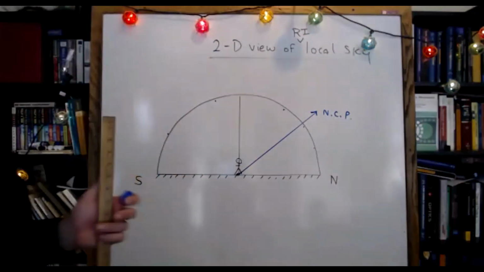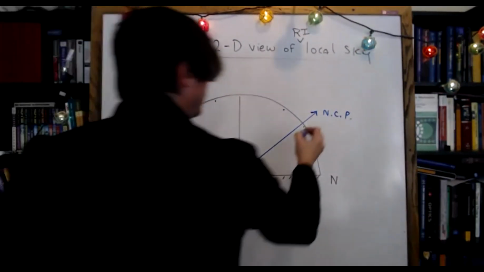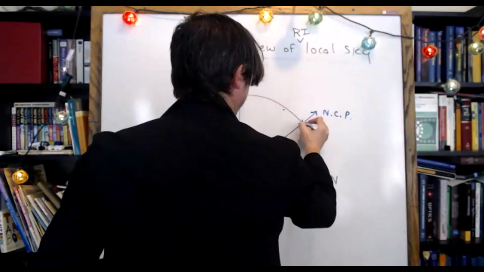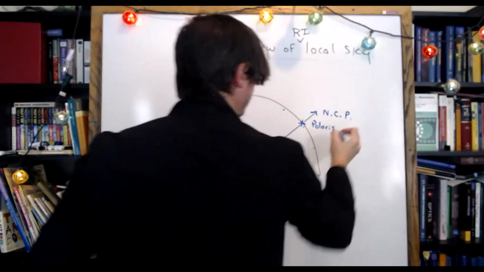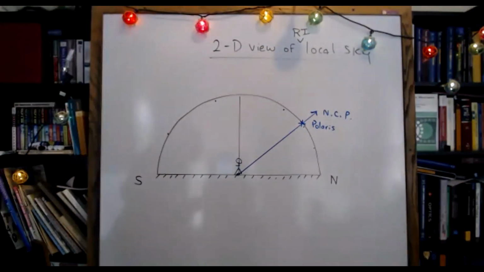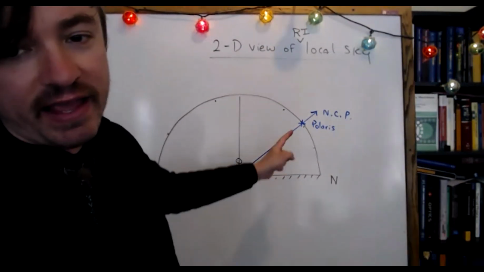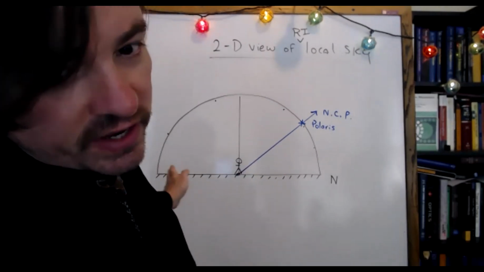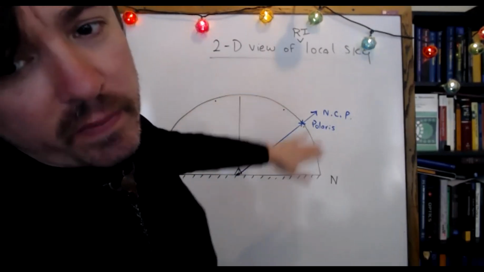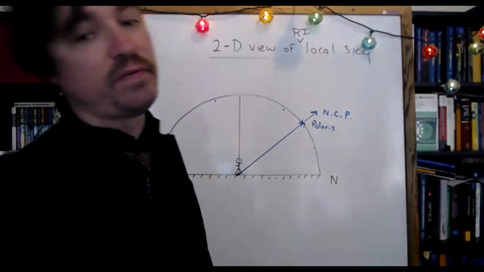Let's label that NCP for North Celestial Pole. And of course, you guys may remember that there's a famous star there. The North Star, Polaris, is located on the sky at the North Celestial Pole. Stars that are on your sky have to be on this dome. They can't be outside of that dome, okay?